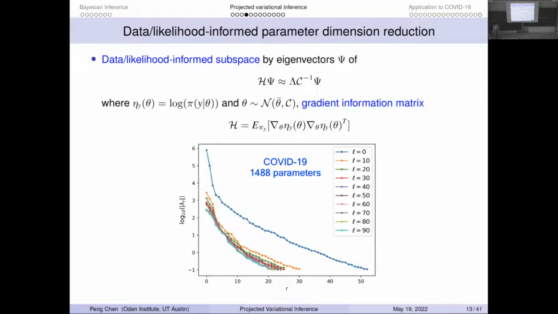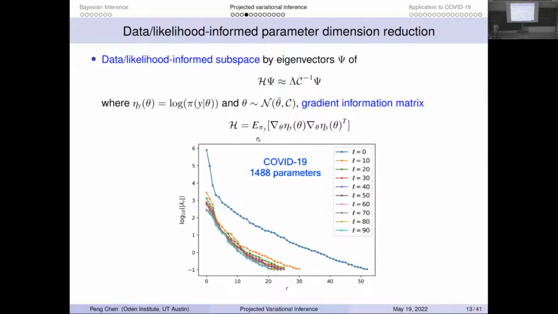So here's an illustration by the COVID-19 example. In total, we have about 1,488 parameters, and you can see as you push forward by the Stein variational gradient descent, in step 0, you have the decay of the eigenvalues, the absolute value of the eigenvalue in log scale. The decay is about 7 orders of magnitude in the first 50 dimensions out of almost 1,500 dimensions. And as you push the samples step by step to their posterior, you can adaptively construct this subspace, because here it is the expectation with respect to the posterior.